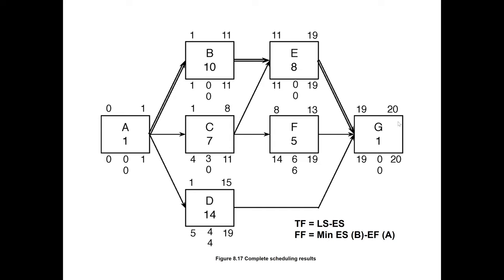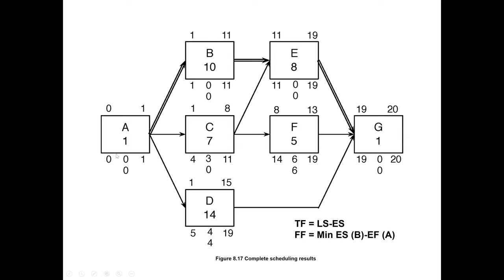So the critical path is always from start to finish, and it is a continuous path, and there is no free time available. You know, like here, if we see A is going to finish on 1, so B will start on 1. Okay? Then B finishes on 11, so E will start on 11. Okay? E will finish on 19 and G will start on 19. Okay? So total 20 days project duration. And this is always continuous, there is no free time available on the critical path. Okay?